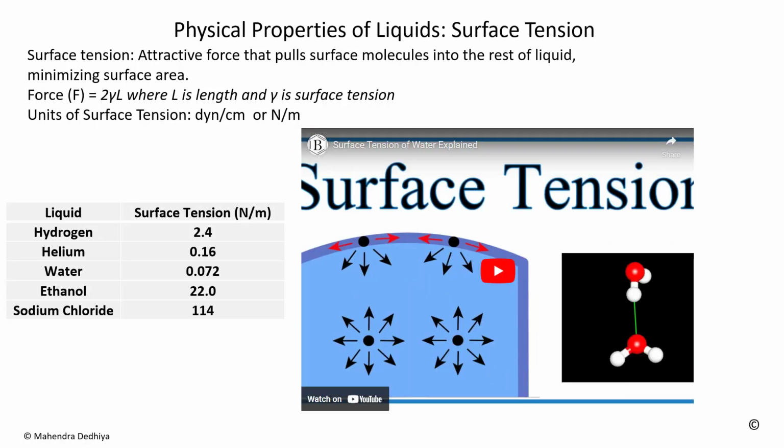The next concept we want to look at is surface tension. Surface tension is an attractive force that pulls the molecules on the surface into the rest of the liquid. So these molecules on the surface are pulled inside. That creates the surface tension. And mathematically, this is given as force equals 2 times the surface tension multiplied by length. The unit of surface tension is dynes per cm, or more preferably Newton per meter, Newton being the unit of force.